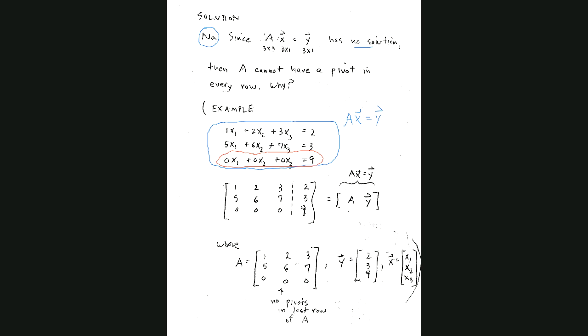But then if we look at this idea that A cannot have a pivot in every row, let's see that.